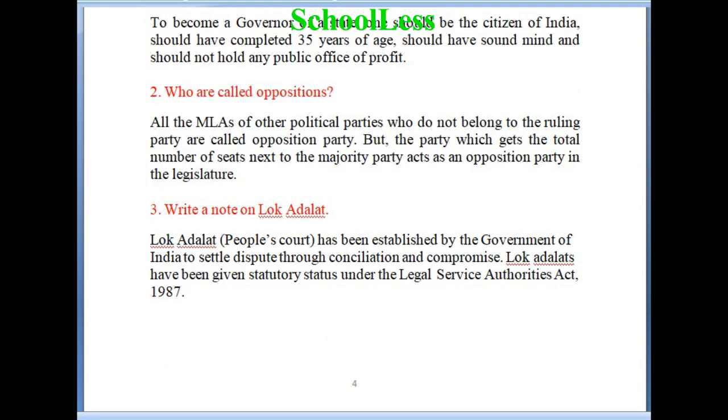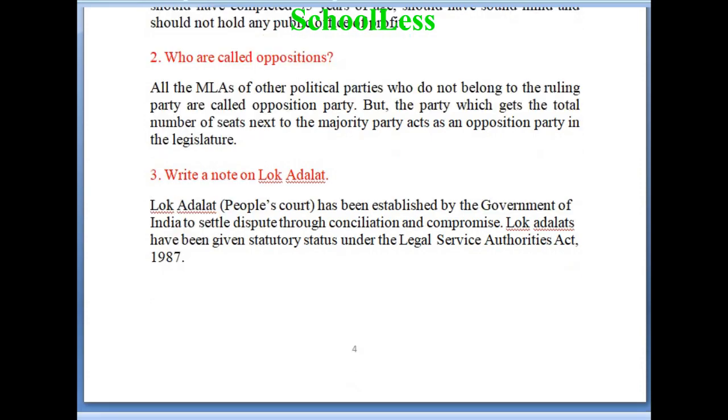Write a note on Lok Adalat. Lok Adalat or the People's Court has been established by the Government of India to settle disputes through conciliation and compromise. Lok Adalats have been given statutory status under the Legal Services Authorities Act of 1987.